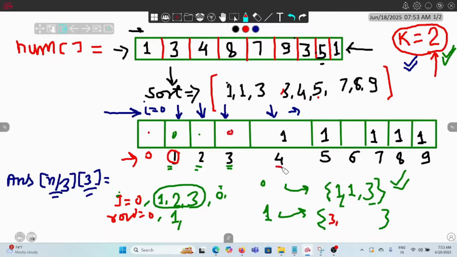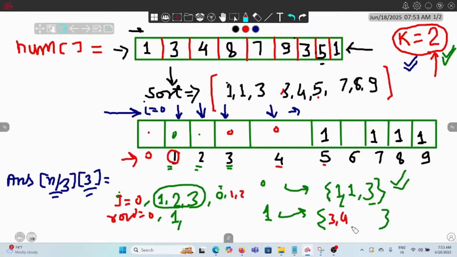Now we'll go to this index. How many times did 4 come? It came 1 time. So let's say we are adding this 4 here. Now we have to decrease this frequency by 1, so this would become 0. As soon as it becomes 0, that means we have to go to the next value. Now 5. So in this case j also becomes 2, right?